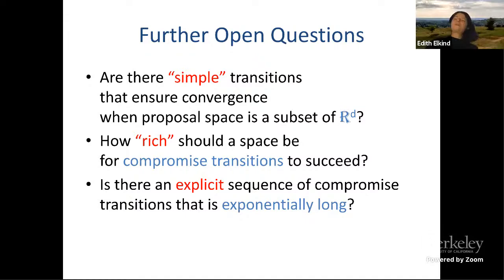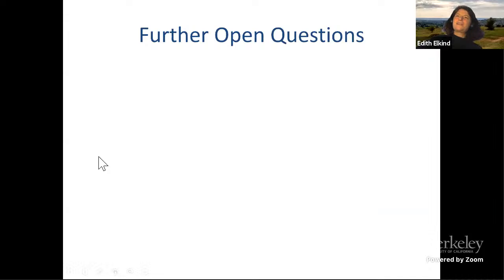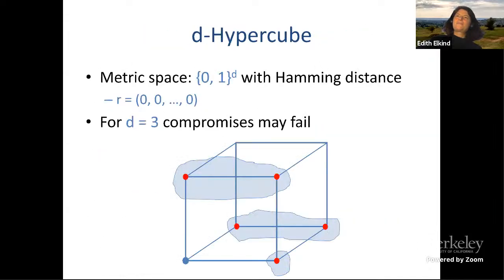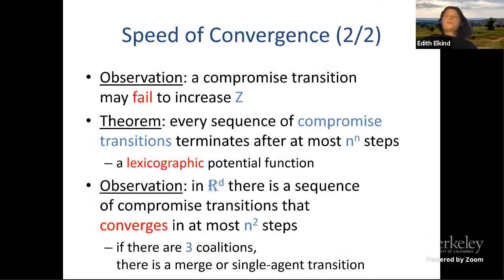Okay, let me go back in my slides a little bit. Here I argue that every sequence of two-way compromise transitions terminates after at most an exponential number of steps. I stated that for two-way compromises, but I wasn't explicit about it, I'm sorry. The same argument and the same potential function shows that even if you allow multi-way compromises, you would still get termination after at most n to the power n steps.